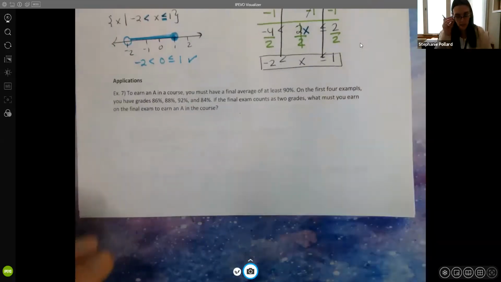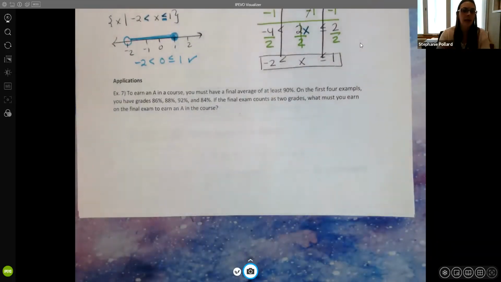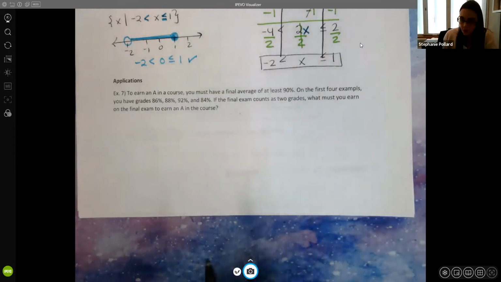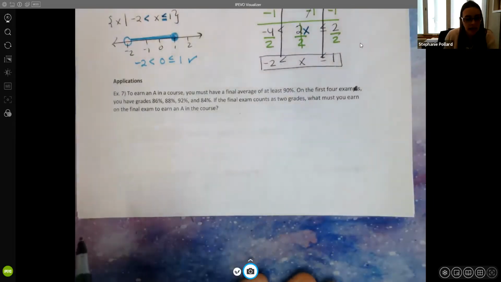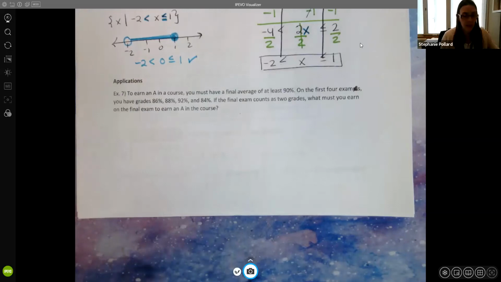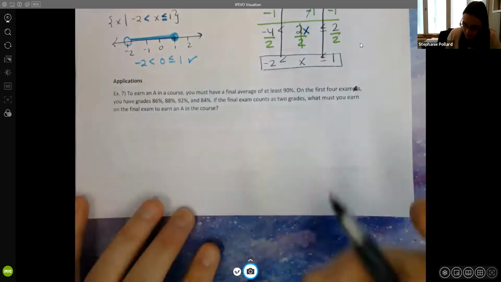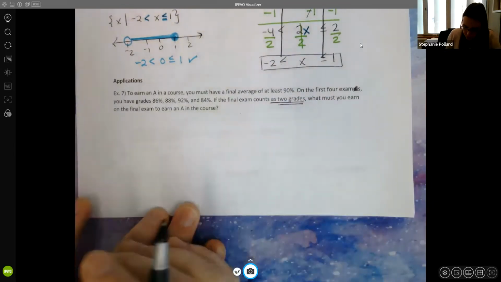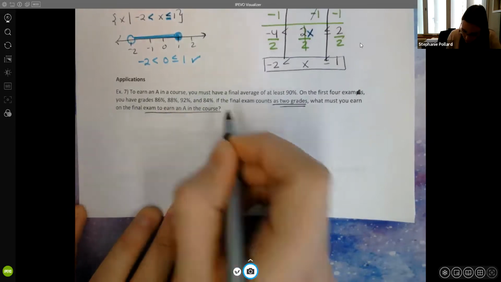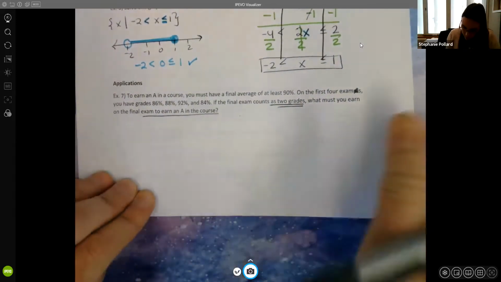All right, and let's look at an application. To earn an A in a course, you must have a final average of at least 90%, right? On your first 4 exams, you have grades 86%, 88%, 92%, and 84%. If the final exam counts as 2 grades, what must you earn on the final exam to earn an A in the course? So it's an average, right?